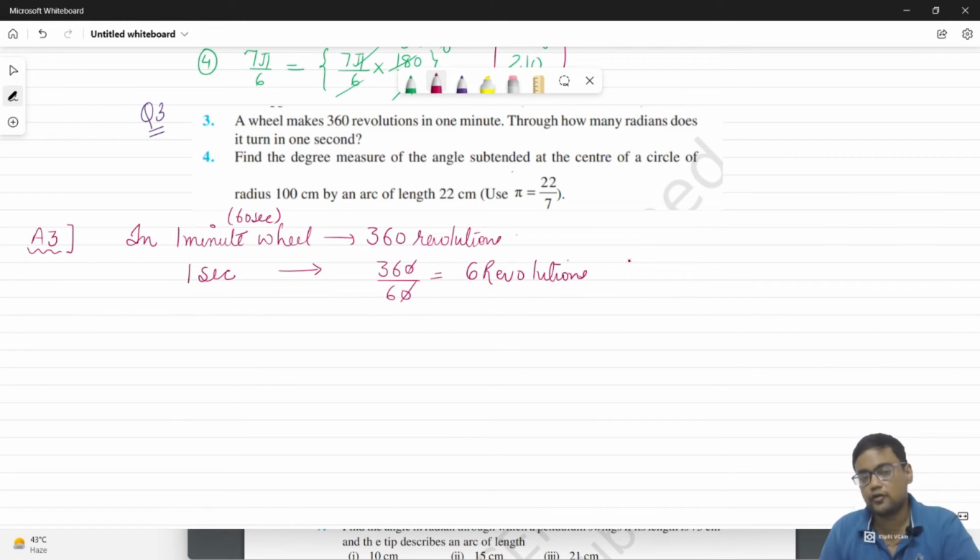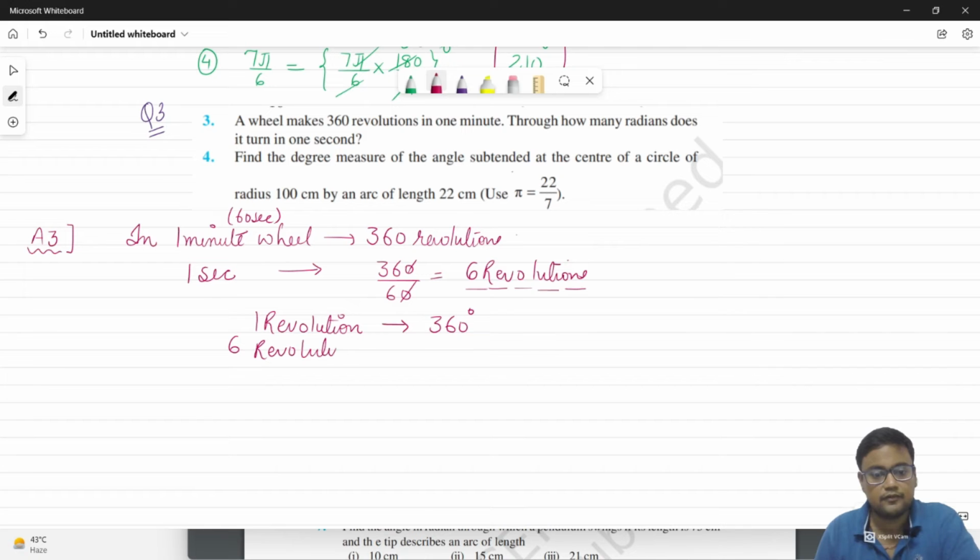Now see children, it is very important to understand, we need to find the radian measure of the degrees. Now in one revolution, how many degrees are there? 360 degrees. So in 6 revolutions, how much will it be? 360 times 6 degrees. And I can say 6 6s are 36 and 2160 degrees. This is the degree measure in 1 second. Let us say this is the wheel.